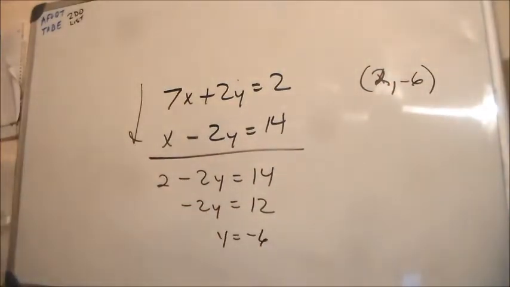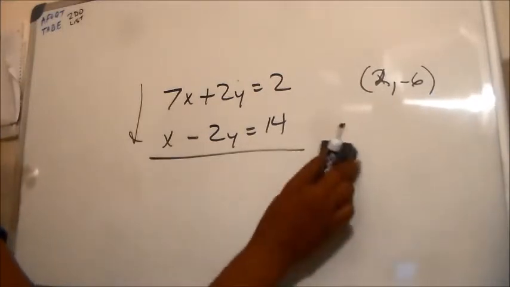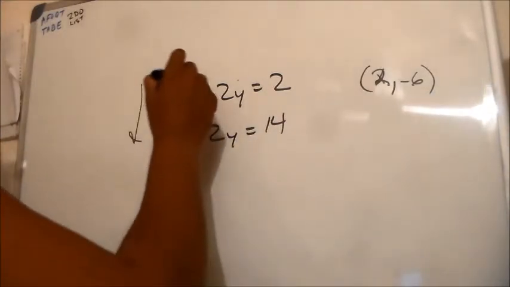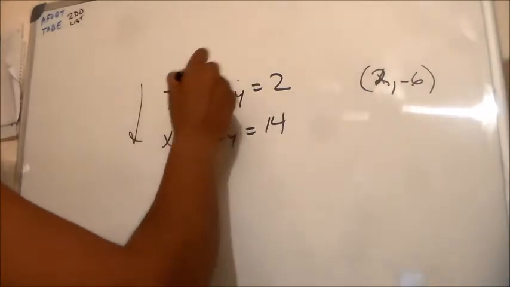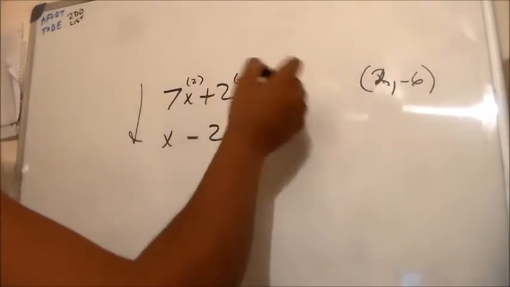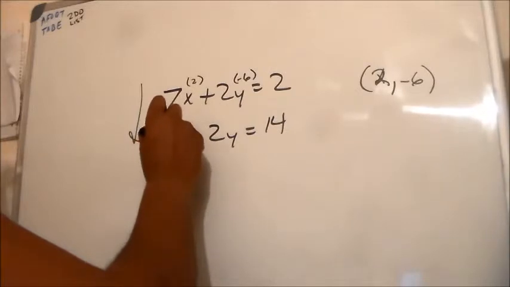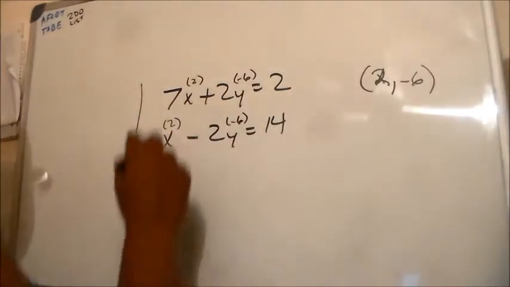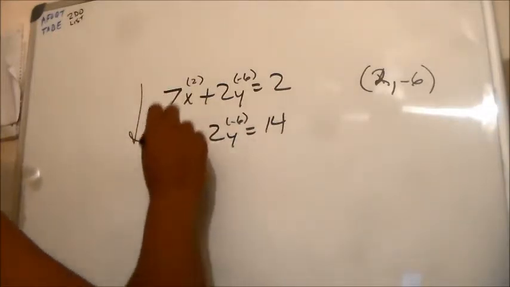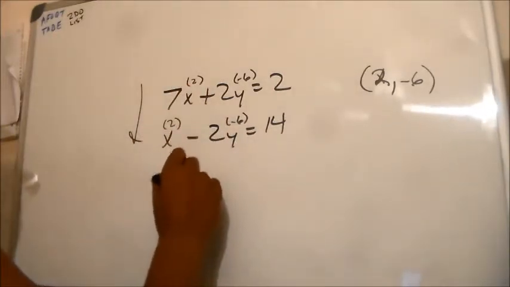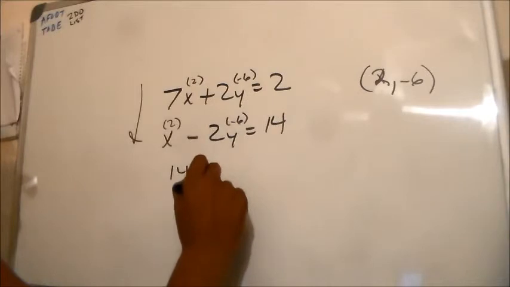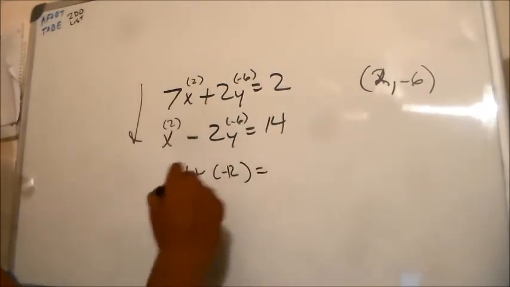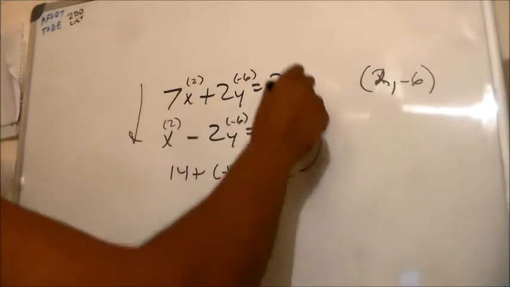Now again, we need to test. So we come back, and 2 is x, y is negative 6. We substitute, so 7 times x is 14 plus 2 times negative 6, negative 12. 14 and negative 12 equals 2. That checks out.